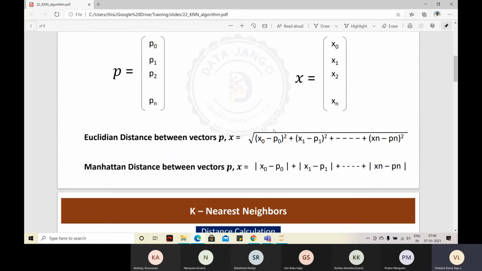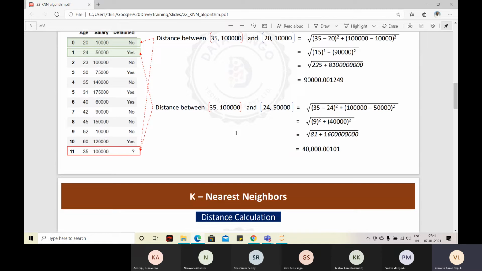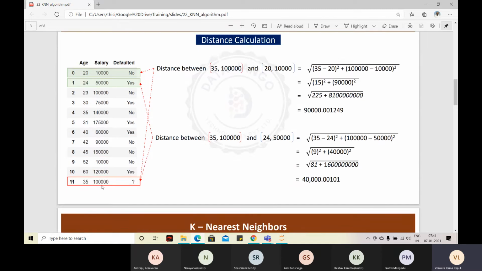And for how the distance is calculated, there are two metrics, Euclidean distance and Manhattan. Either one can be used, but generally Euclidean is used. So how is it calculated? The question has two attributes, and the training data also has two input values, and the distance is calculated like this: square root of (x1 minus p1) squared plus (x2 minus p2) squared. I denoted this as p, and this as x.